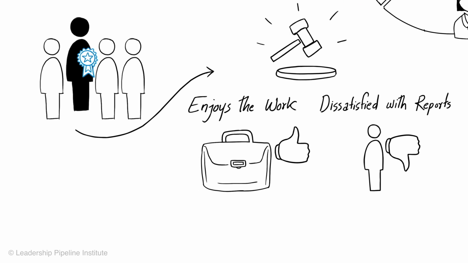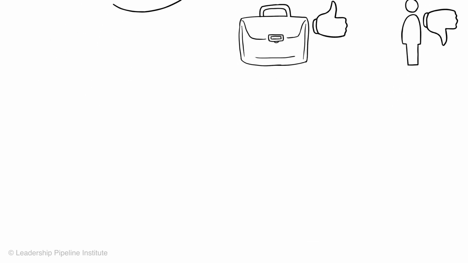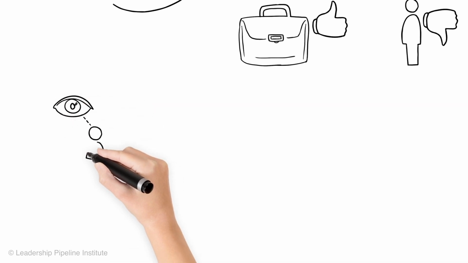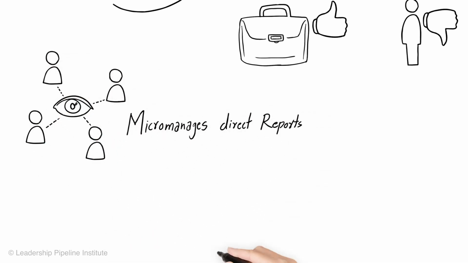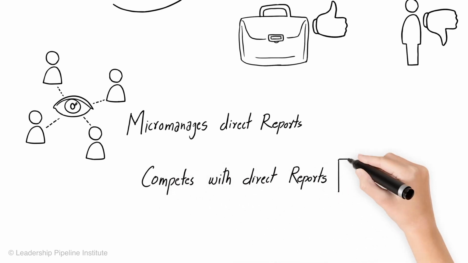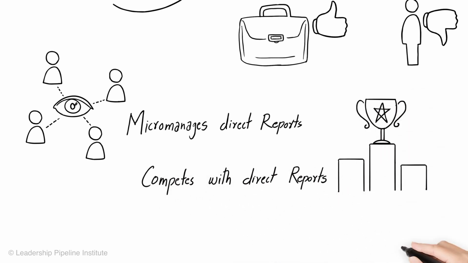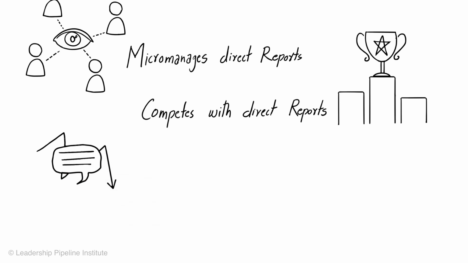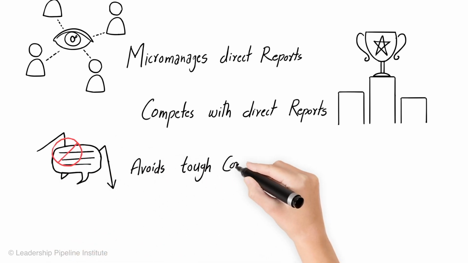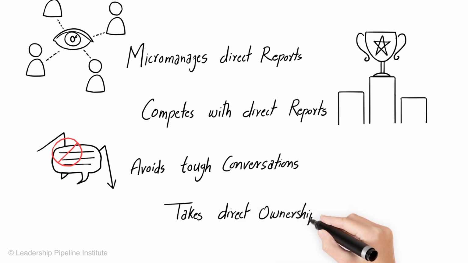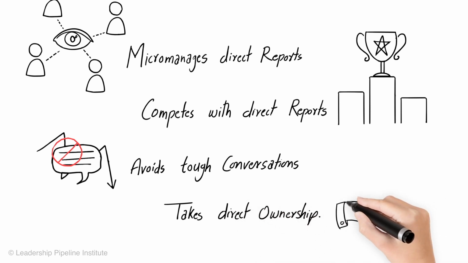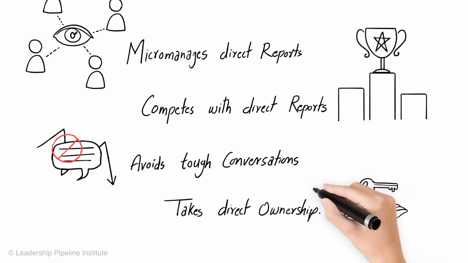Some of the typical pitfalls as a leader of others are that they 1. Micromanage direct reports instead of delegating responsibility and authority. 2. Compete with own direct reports about knowing best. 3. Avoid tough conversations with direct reports on lack of performance. 4. Take direct ownership of direct reports' work rather than coaching direct reports on doing it themselves. 5.